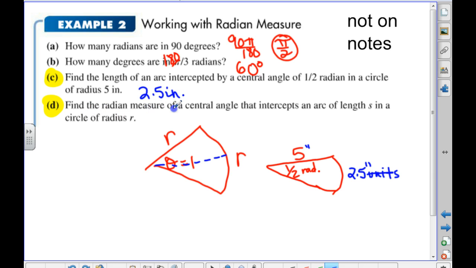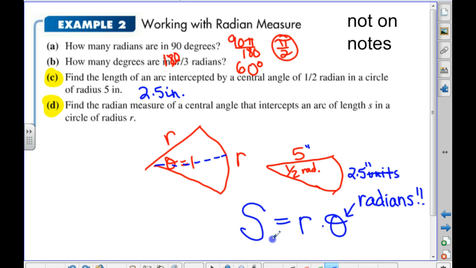So it says, find the radian measure of a central angle that intercepts an arc of length S in a circle of radius R. Well, they're just trying to get you to develop this formula, and I'm just going to give it to you and move on. Arc length is equal to radius times theta, and theta has to be in radians or the formula doesn't work. Okay? S is arc length, and you need to know that because I will give you the formula, but I'm not going to tell you what the letters are. You need to understand that part of it.